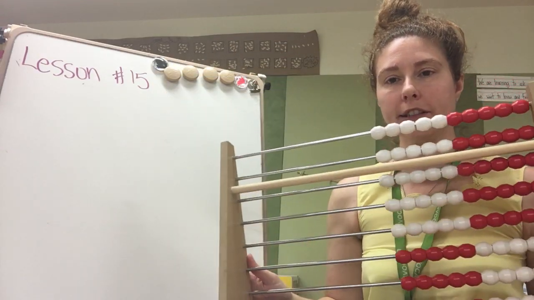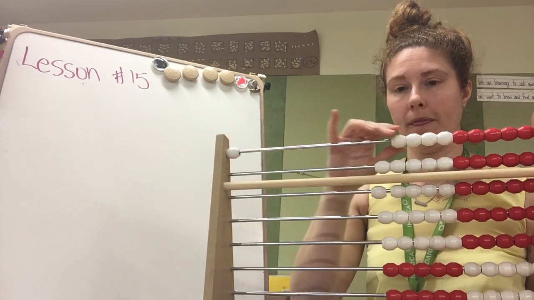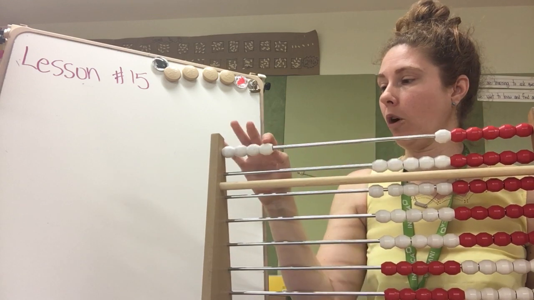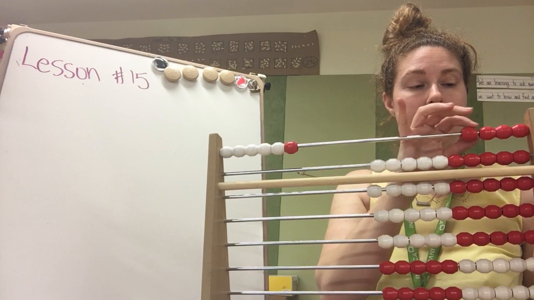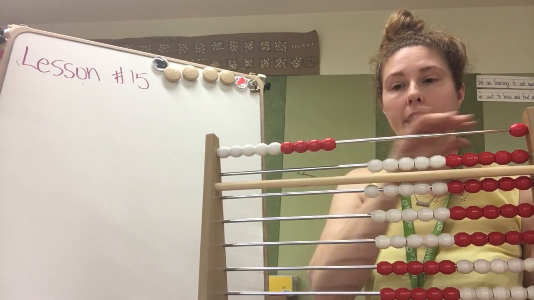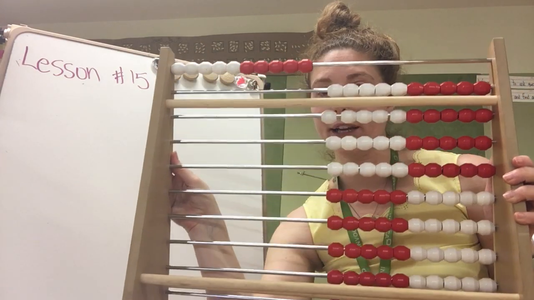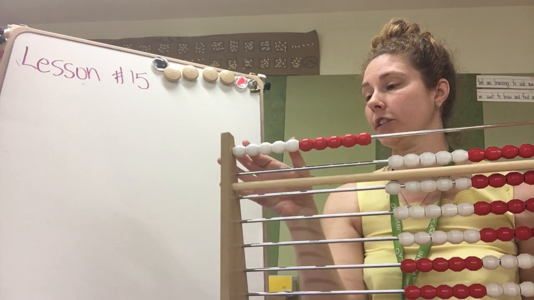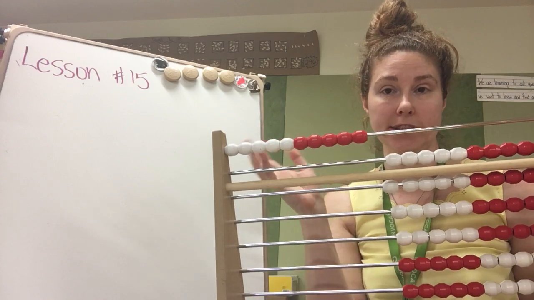So let's count the top row on our Rekenrek. 1, 2, 3, 4, 5, 6, 7, 8, 9, 10. Now, remember, Rekenreks, you can do it into 10 groups or even 5 groups, right? Because there's 5 white and 5 red, so you know this is 5 and this is 5. 5 and 5 is 10.